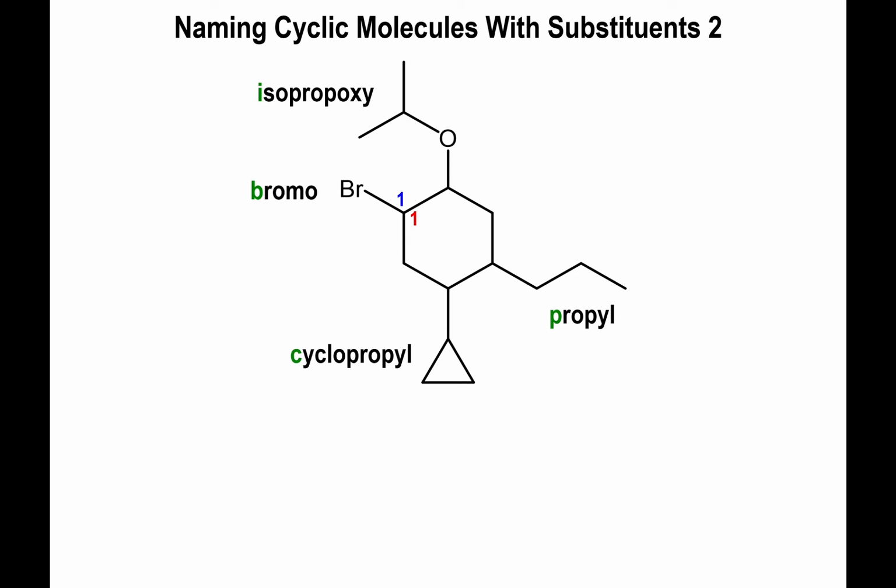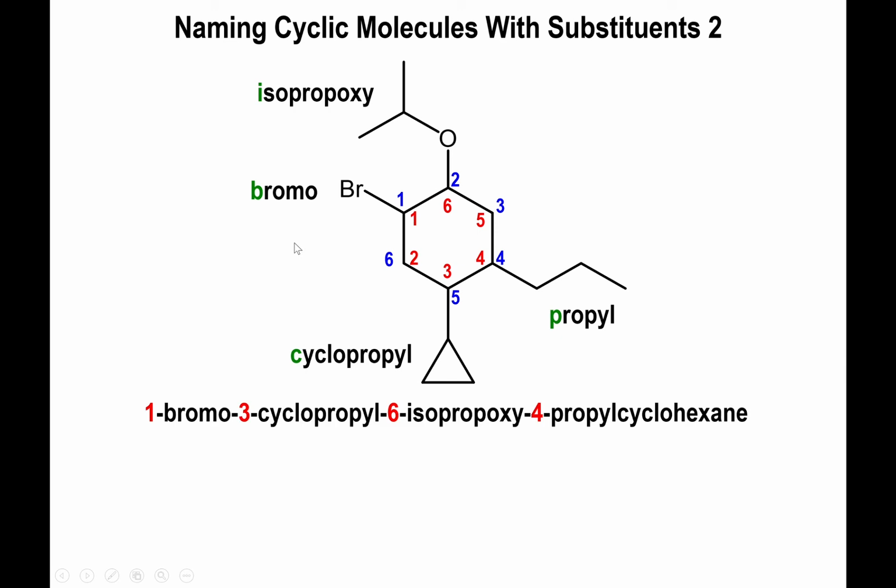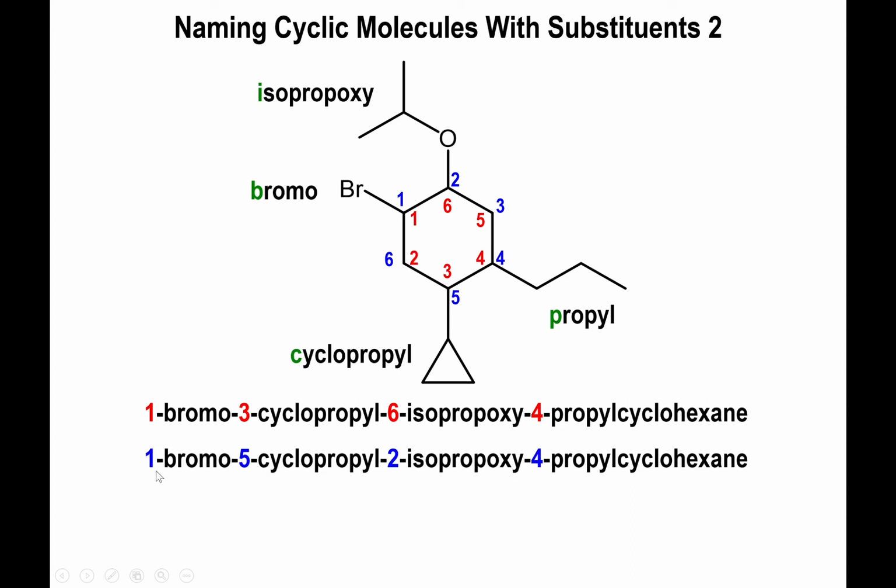Now, in terms of the numbering, you probably want to give the lowest number to the substituent that has the alphabetical advantage, in this case, the bromo. And we're going to work our way clockwise as well as counterclockwise to see what happens, right? So clockwise, we have the blue segment. Counterclockwise, we have the red segment right here. And if you arrange everything alphabetically, bromo, cyclopropyl, isopropoxy, and propyl, in the red scheme, you have the following numbers: 1, 3, 6, and 4 cyclohexane, right? So don't forget to name the parent molecule at the end. If you choose the blue scheme, then you end up with 1, 5, 2, and 4. Okay, so here there are no functional groups.